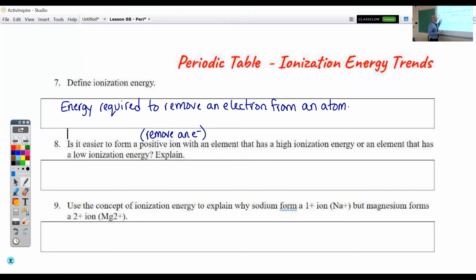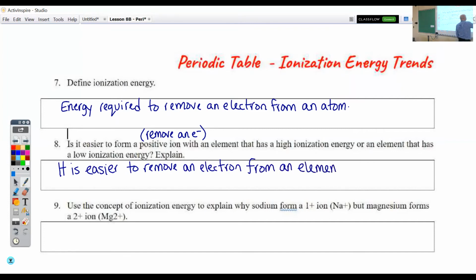So to answer the question, it is easier to remove an electron from an atom or from an element with a low ionization energy.